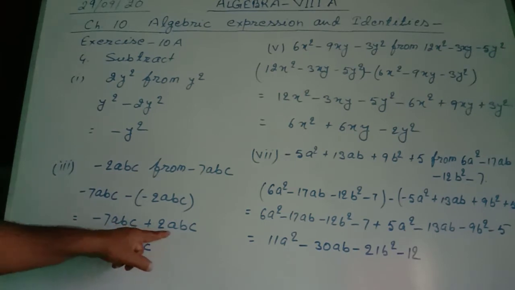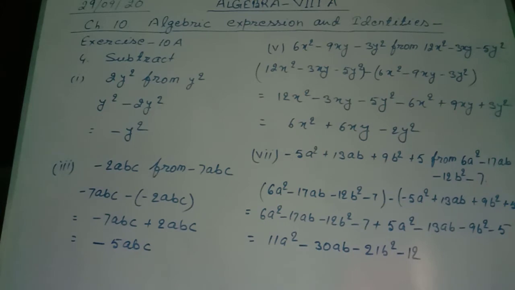Now we will compare which term is greater. 7abc is greater or 2abc is greater. So we decided 7abc is greater. Since it has minus sign, the sign of the greater term will come here with this subtraction, minus 5abc.